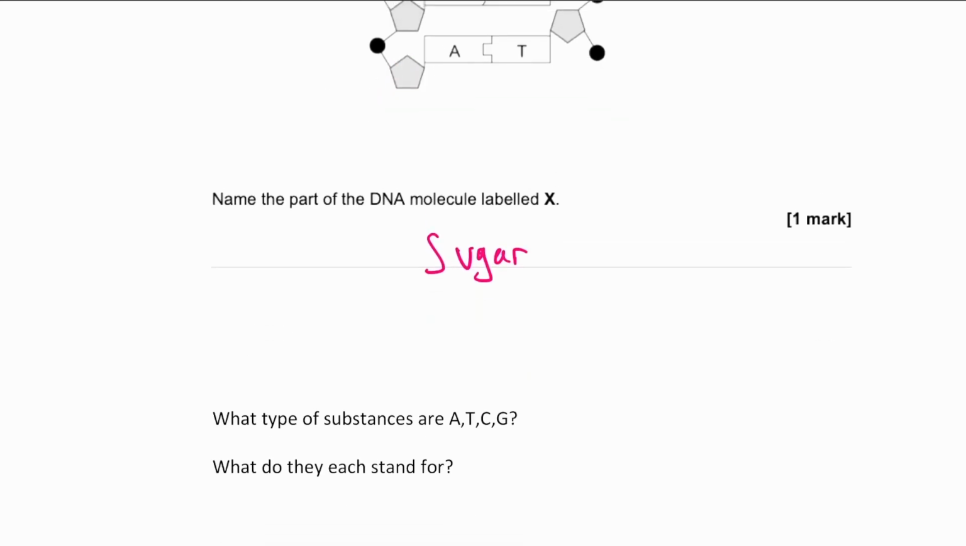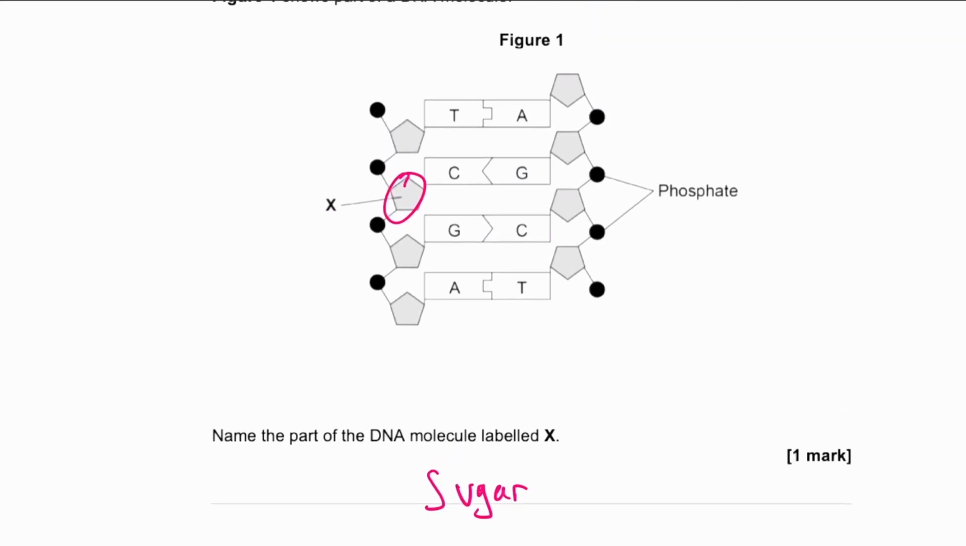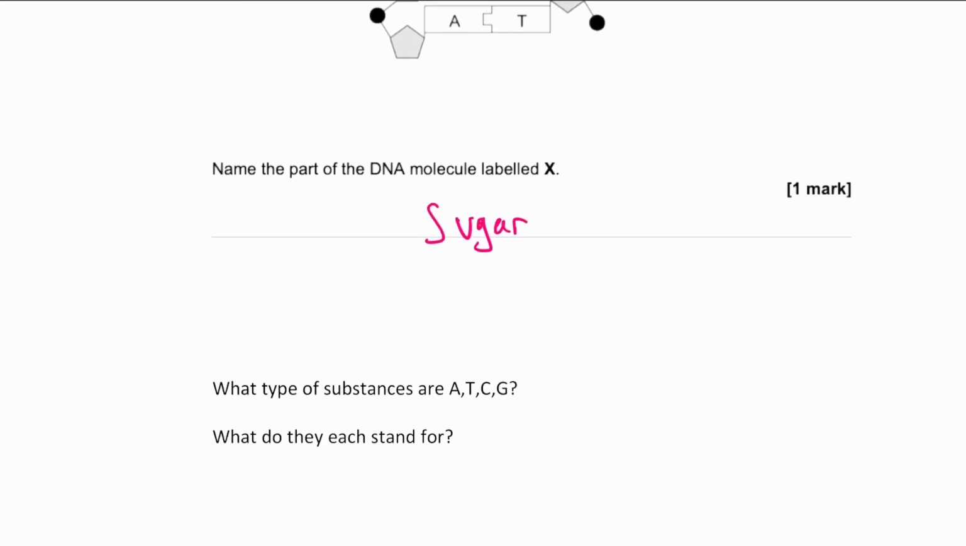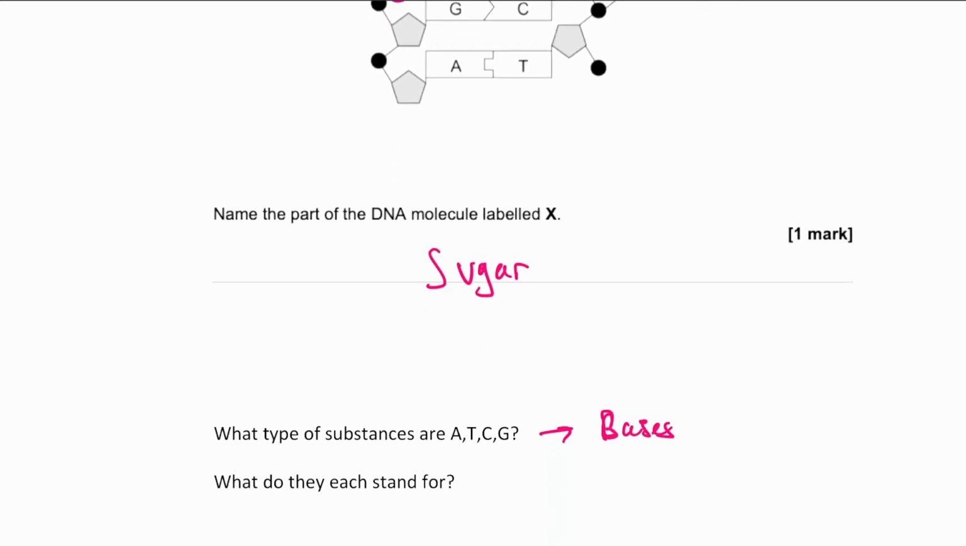Next, we've got a couple of questions. What type of substances are A, T, C, and G? And what do they each stand for? So I'll let you guys have a quick think about this one. So the parts labeled A, T, C, and G, these are what we call bases. Okay, so DNA bases. That's the type of substance they are. And what do they each stand for? So A is for adenine, the C is for cytosine, G is for guanine, and T is for thymine. Okay, so you should know that, hopefully.